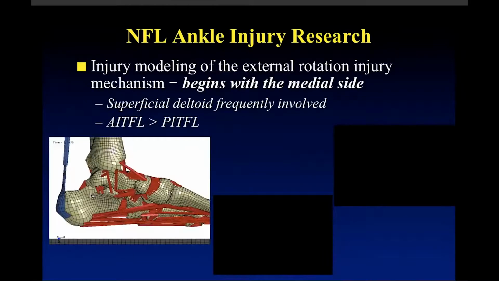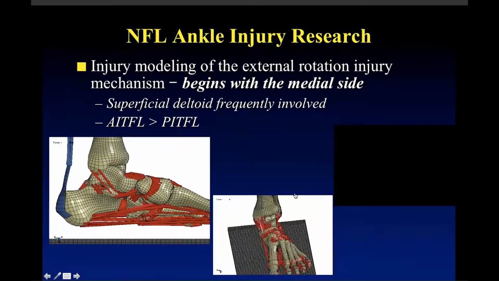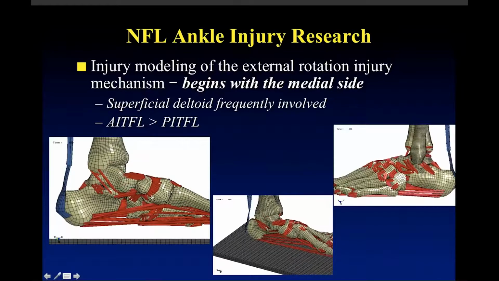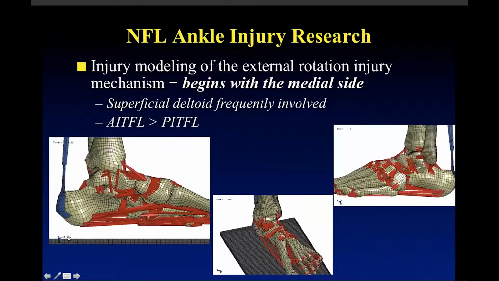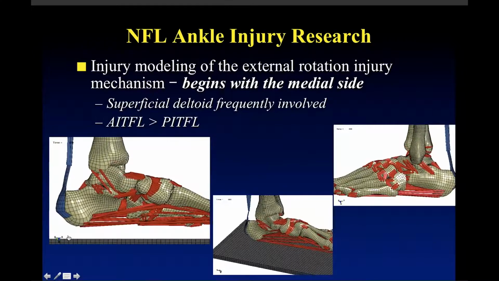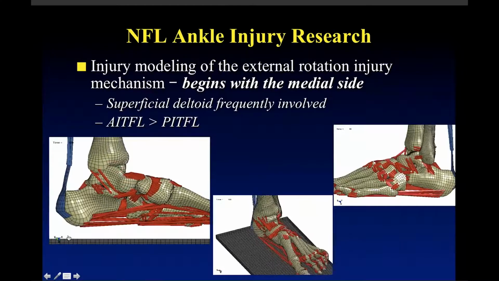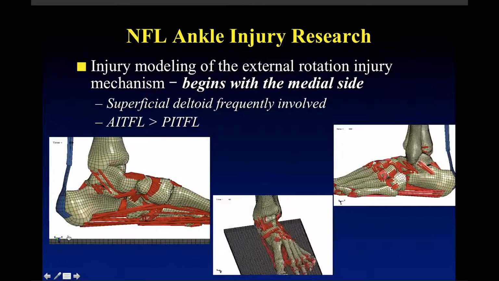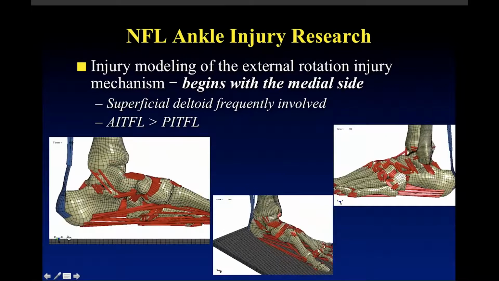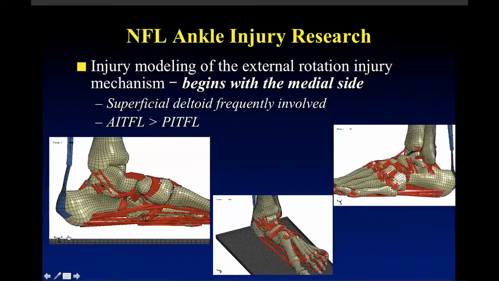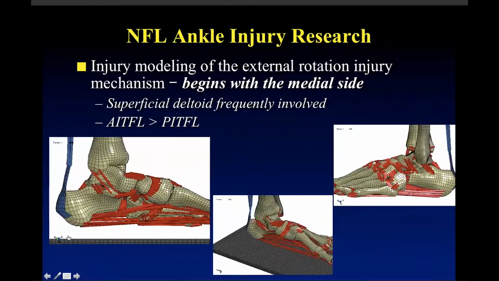We took that cadaver information and then did computer modeling. And you'll see here very nicely the computer modeling of these external rotation injuries. If you look here on the far medial one, you'll see that what happens first is the superficial deltoid ligament, the anterior capsule, the spring ligament complex eventually gives, as it has a significant amount of force applied to it. Those ligaments basically fail first as the foot rotates externally, and then you get the anterior inferior tib-fib ligament.